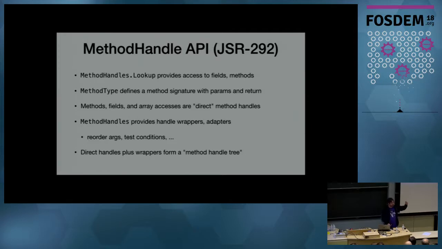So at the top, you've got the invoke coming in. That will maybe move some arguments around, maybe convert ints to longs or doubles to floats, and then continue down until it gets to a direct handle, a call to a function, or a write or read from a field. And that's what we have as a method handle tree. And we can pass these around as a callable function object.